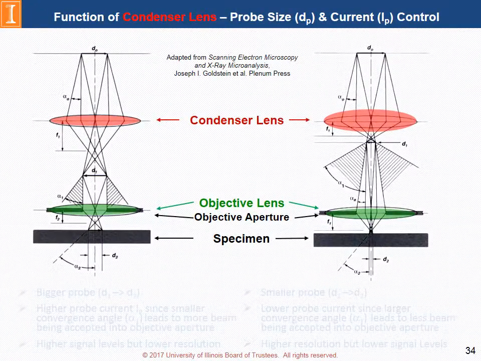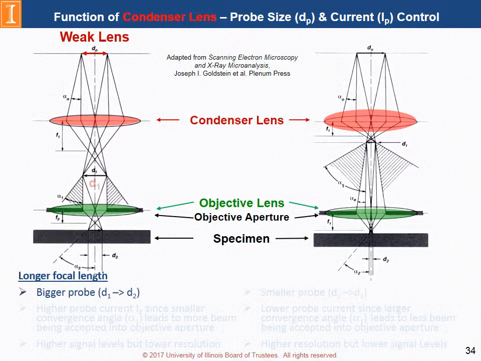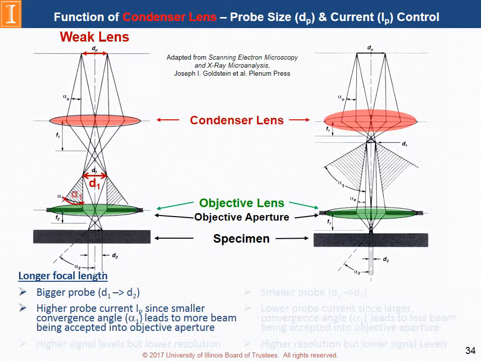Probe size and current are controlled by condenser lens. The function of condenser lens is demagnifying the electron source. By adjusting the lens current, we can make the lens weak or strong. If the condenser lens is weak, we are getting a longer focal length. As a result, the electron source is less demagnified. Therefore, the probe is bigger.